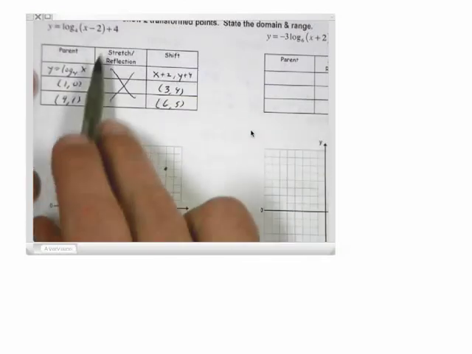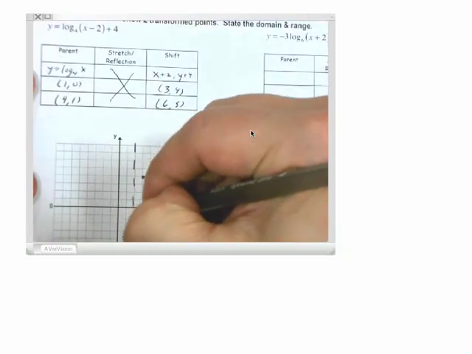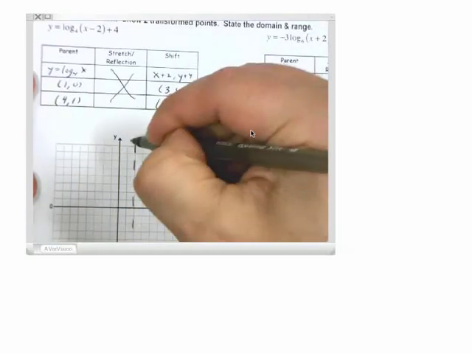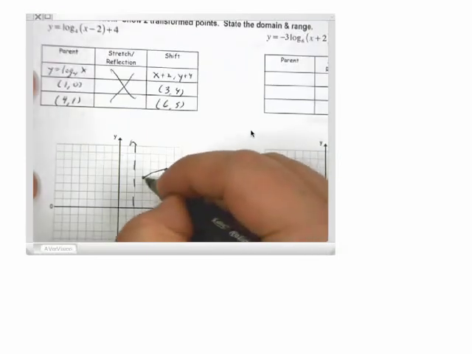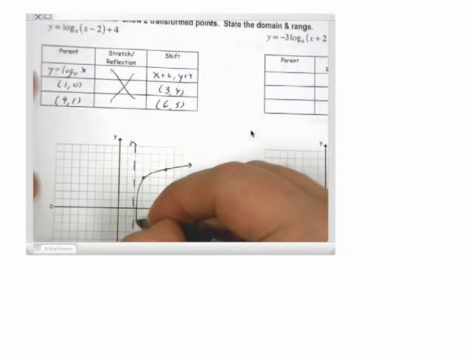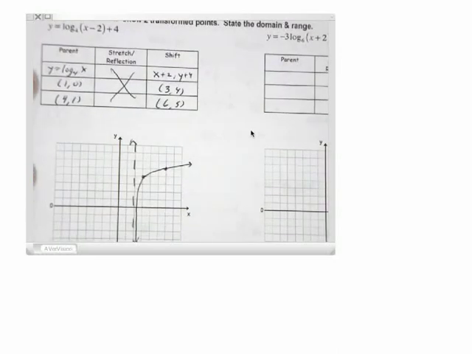My vertical asymptote moved 2 to the right, so it's now here. And I'm going to draw my graph going through those 2 points and then down towards the vertical asymptote, just like that.